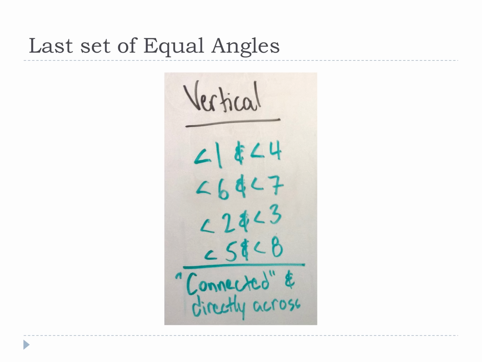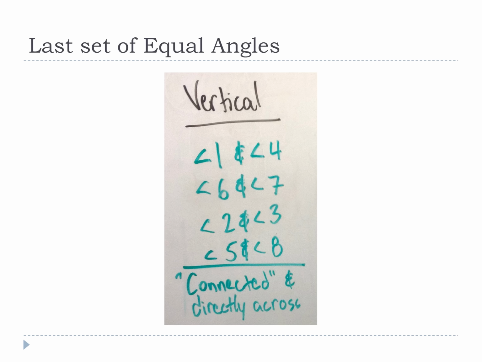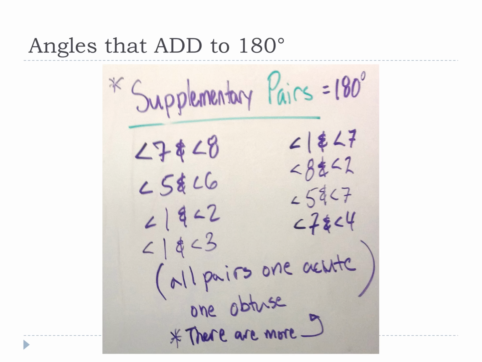So those are the equal sets: corresponding, alternate exterior, alternate interior, and vertical. And now let's look at sets of angles that add up to 180. Okay, so there are a ton here. Basically, the key is one is acute and one is obtuse. So let's just look at the first example on this slide, which is 7 and 8.